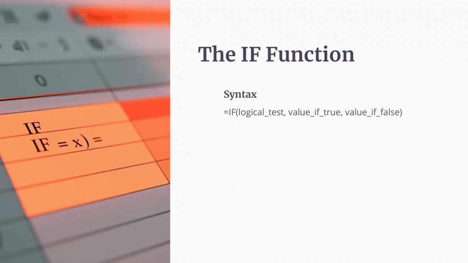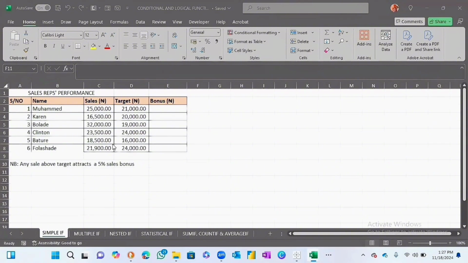The IF function is a powerful function in Excel that allows you to return a value if a condition is met. It is a formula that you deploy when you need a condition to be met, and it will return the opposite if the condition is not met. So that is the IF function. I'll be using this data set to explain the IF function.